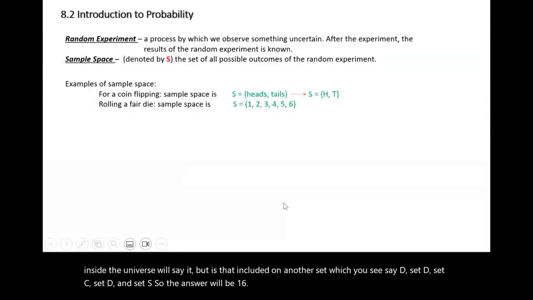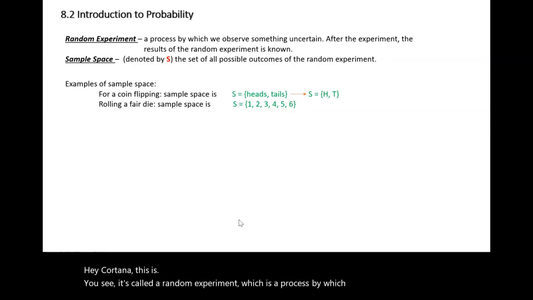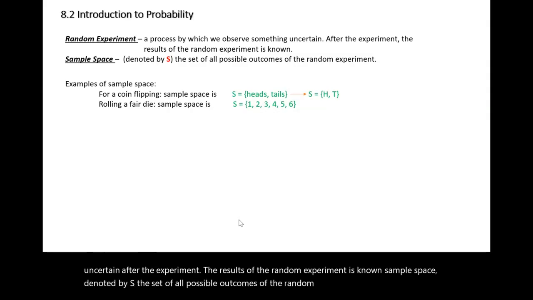Okay, now guys, this is an introduction to probabilities. It's called a random experiment, which is a process by which we observe something uncertain. After the experiment, the result of the random experiment is known. Sample space, denoted by S, is the set of all possible outcomes of the random experiment.